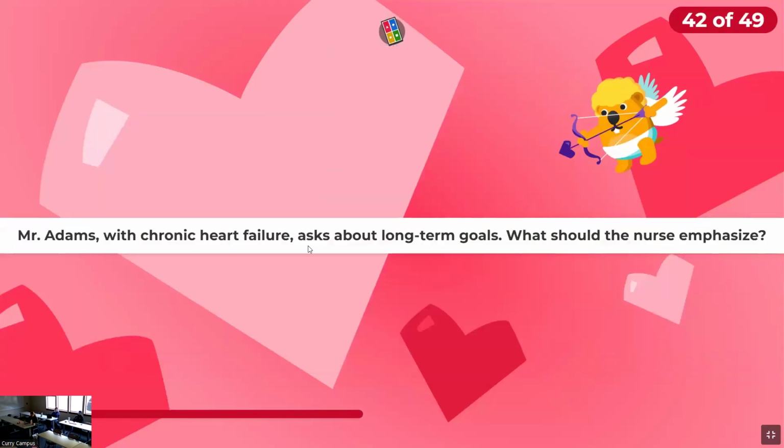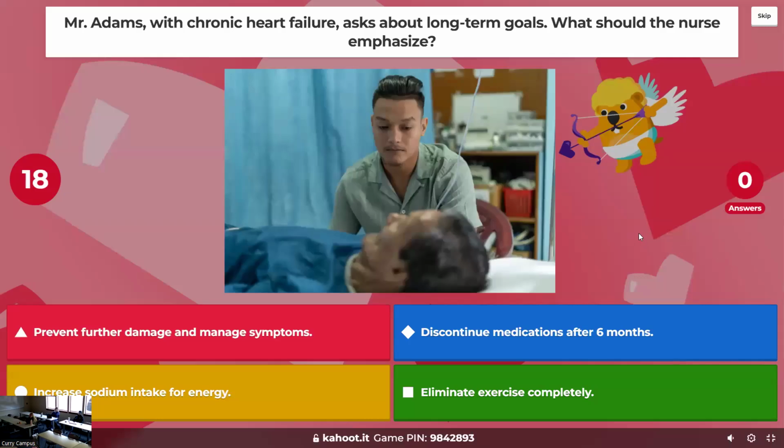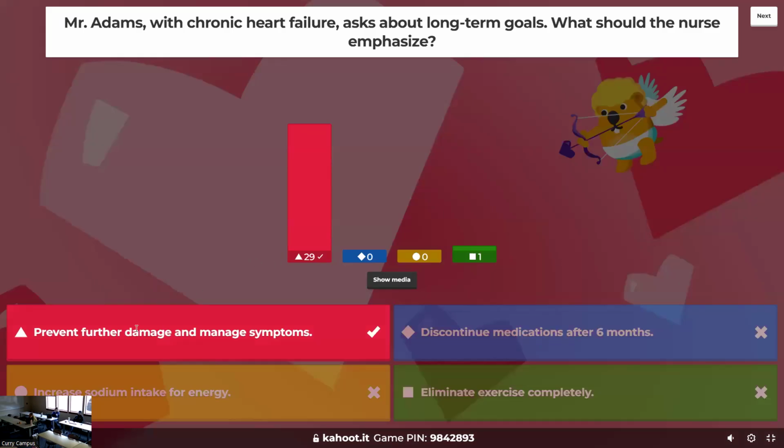Mr. Adams, a chronic heart failure patient, asks about long-term goals. What should the nurse emphasize? Green is eliminate exercise completely. Yellow is increase sodium intake for energy. Good, almost everybody got that one. Prevent further damage and manage symptoms. That's our primary goal. I think we'll do one more, and these are based on the PowerPoint that is posted. So if we don't get through all of them, just look at that information.